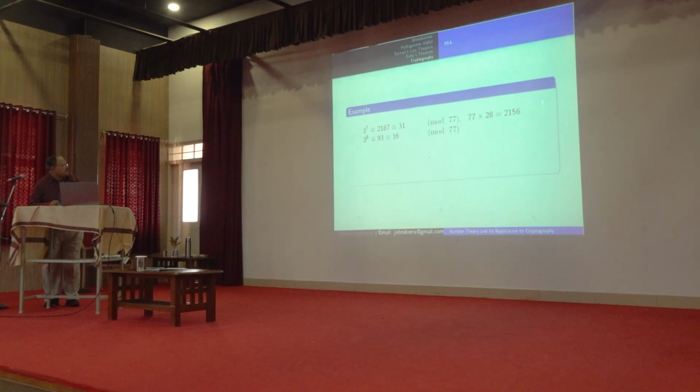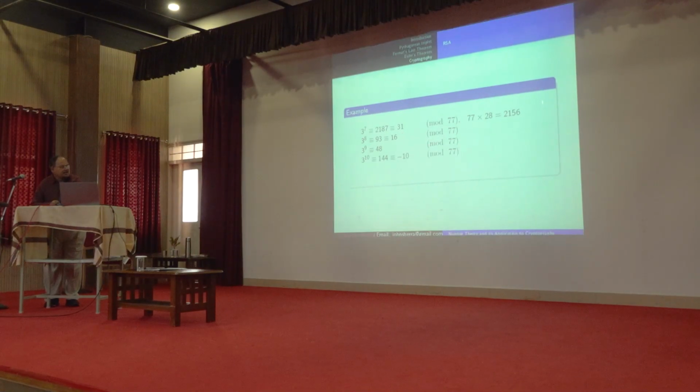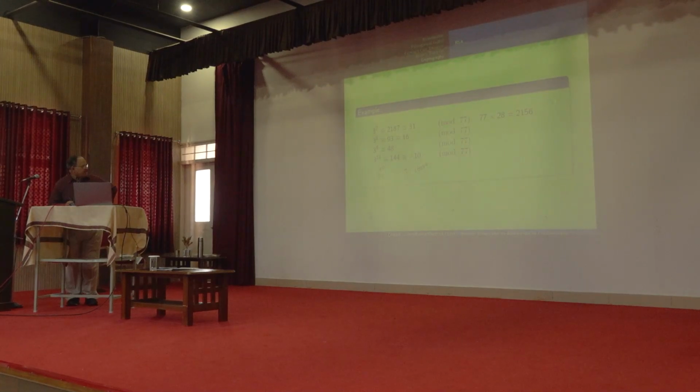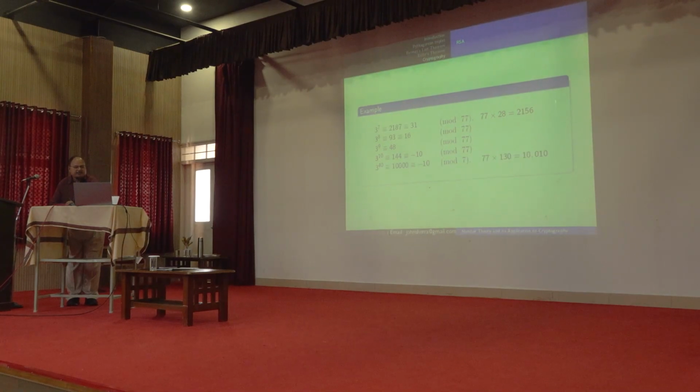And then 3 power 8 is 16, that is, you multiply this by 3, 31 into 3 is 16, congruent to 16 mod 77. And then 3 power 9 will be 48, as you multiply this by 3, you get 48. And then 3 power 10 will be minus 10. 3 power 10 is minus 10. Then you raise at once to the power, 3 power 40. And that will be minus 10 to the power of 40, which will be 10,000, right? So, 3 to the power of 40 is 10,000 under mod 77. And that 10,000 is reduced as minus 10 again under mod 77.